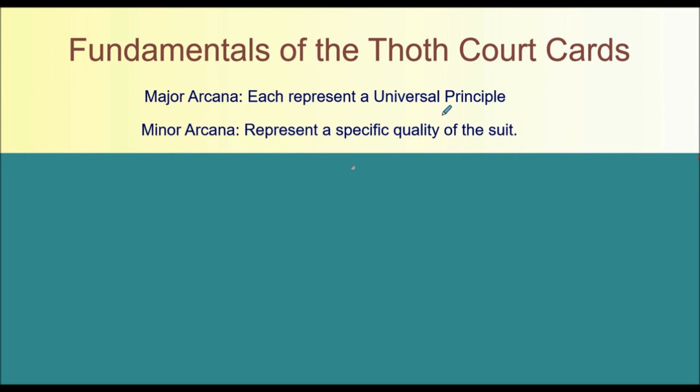So with the major arcana, each card really represents a universal principle. So we know, for instance, that the Wheel of Fortune is very different to, say, the Empress. And with the minor arcana, they represent a specific quality of the suit. So the Ace of Discs is going to have a very different meaning to the Seven of Cups. And we can see that quite clearly in both the majors and the minors.